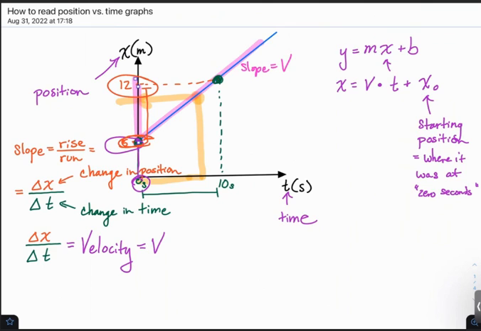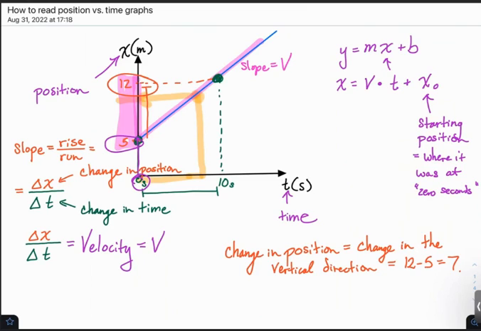And so when we subtract these two from each other and we subtract 12 minus 5, then that is my change in position. So my change in position for this particular example is the change in the vertical direction, which is just 12 minus 5, which is 7.